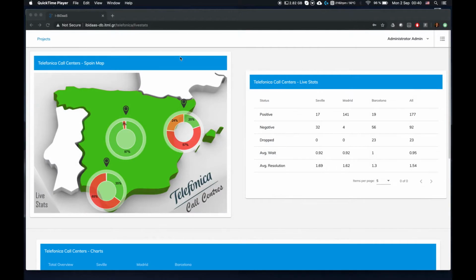Welcome to the demo of the call center use case. This is the main dashboard, which is divided into three displays.